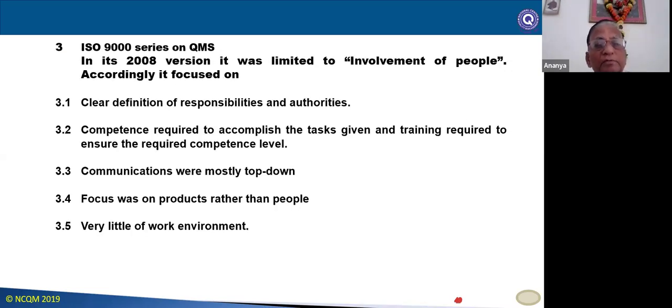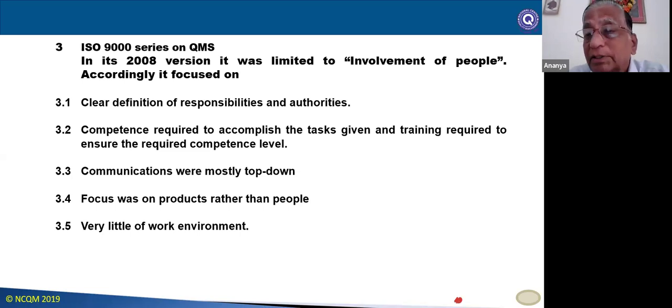Now, what does it talk about? There is a comparison, or we have to talk about what the QMS standard is and accordingly what they focus on. Here we are talking about responsibility and authority, which are very clearly defined in ISO also. Generally, communications were mostly top down. What is top down? Leadership, leader, department head, like this. Focus was on products rather than people in QMS.